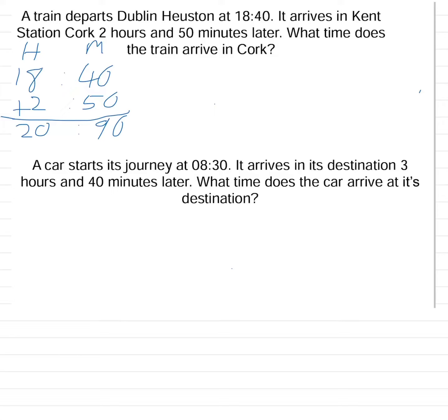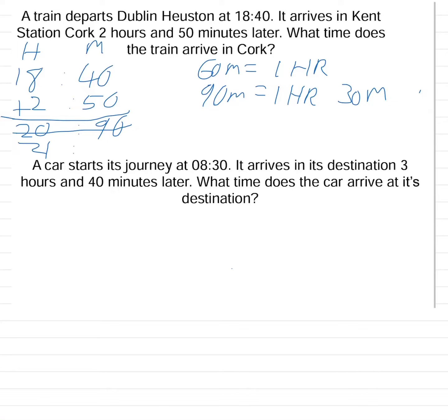So you never see a time as 20:90, but you know that 60 minutes is 1 hour, and 90 minutes is 1 hour and 30 minutes. So let's change that 90 to 1 hour and 30 minutes. So I'm going to get rid now of the 90. So I'm bringing 1 hour, so it becomes 21. I have 30 left over. So I have 21:30. So my answer is 9:30.